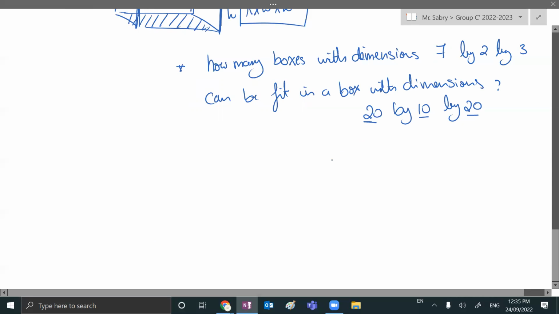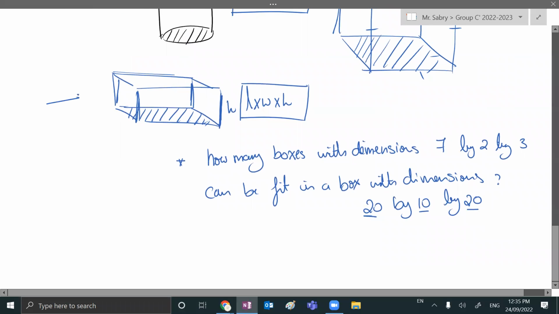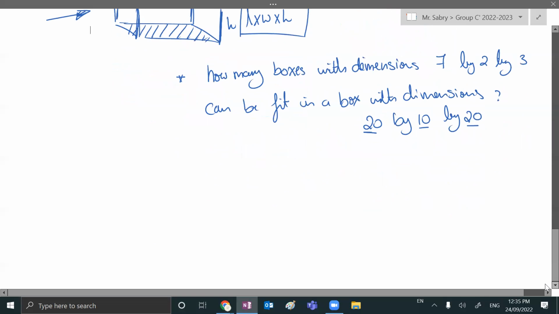So what's the volume of a shape? Of a rectangular shape. Note that a box is a rectangular shape. So what's its volume? It's length times width times height, right? These three dimensions are always length, width and height. So when I want the volume of the big box, it would be 20 times 10 times 20. Length times width times height, correct?